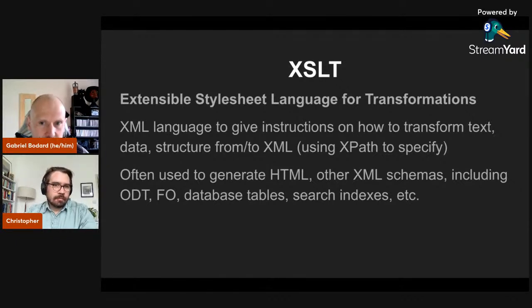So XSLT is the Extensible Stylesheet Language for Transformations. There are other XSLs, but XSLT is the one that we're interested in. It basically, as I said, gives instructions on how to transform or display or otherwise do things to text, data, and structure in an XML file.